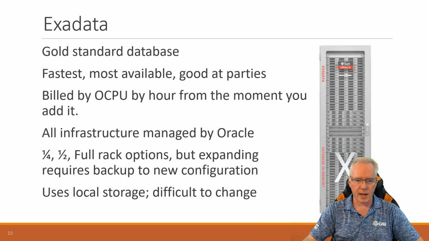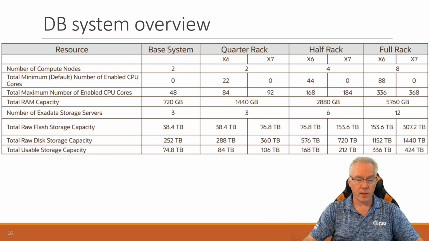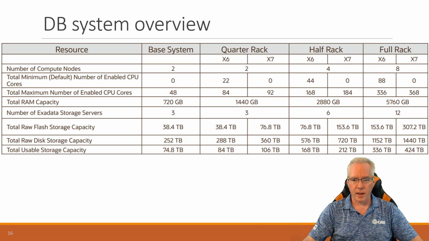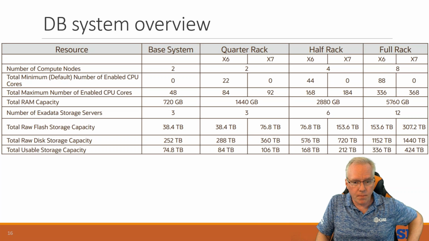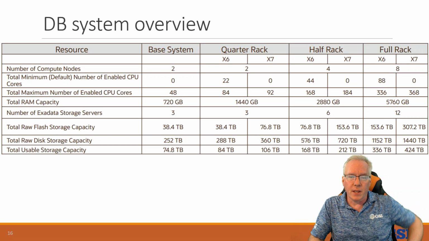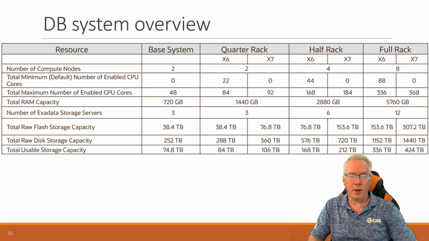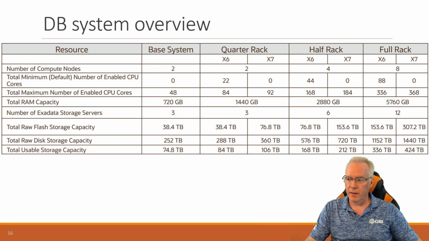So some of the stuff you can see with the Exadata, they have their base system and the quarter rack on the different rack sizes on X6 and X7. Definitely a lot of resources that are available with this. So if you're looking to spin up something that's a production for a giant company that needs sub microsecond speed and whatnot, you're going to go for the Exadata.